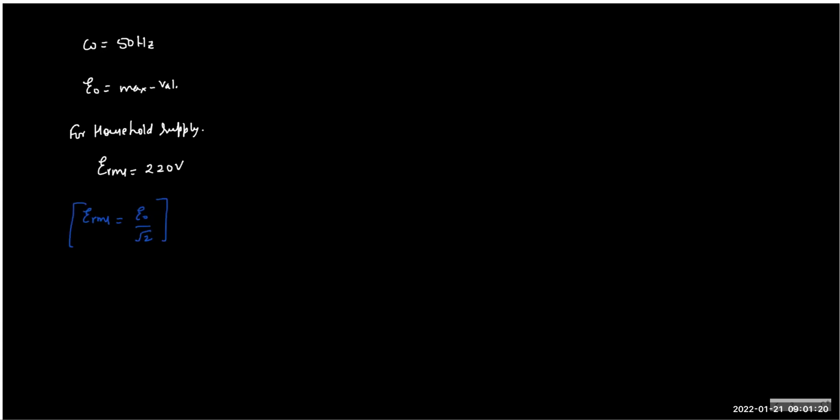Generally, these things are taught in the chapter of current and electricity, but because I'm teaching this standalone, I'll give you all the required proof. So at home, what you receive as RMS is always the maximum by root 2, which is 220. For industrial purpose, the value is different. In the US or many Western countries, the frequency they use is 60 hertz, and the RMS which they use is 120 volt.